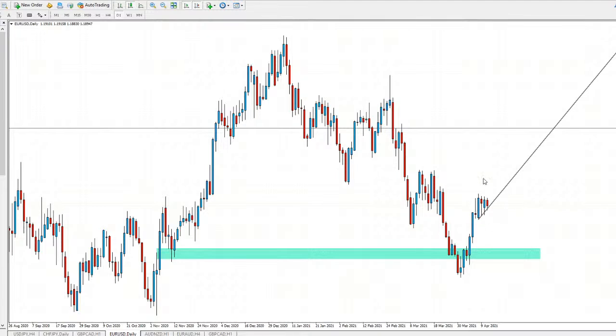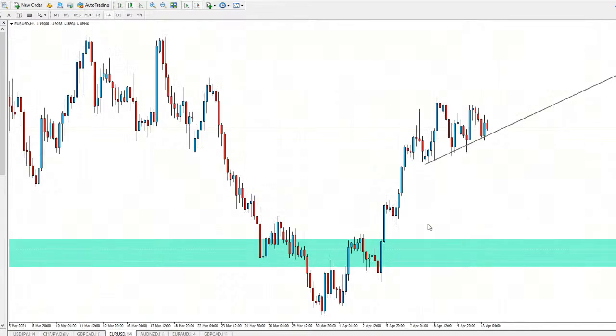This is either a pullback or a reversal. We've come to a key level here in the market. You can see they give us this big move to the upside from that same level. So it could potentially be either a pullback or a reversal. However, right now, price is running out of steam here on the 4H.